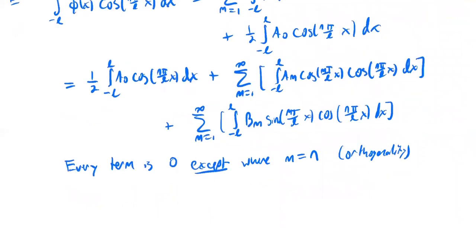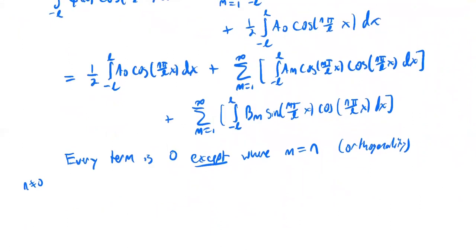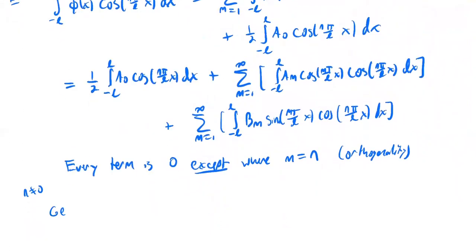And so let's just suppose, for example, that n is not 0. If it's equal to 0, you have to handle that term separately. But let's suppose it wasn't 0, just to simplify matters a little bit. Well, then we end up with the integral of phi of x times cosine of n pi over L x dx.